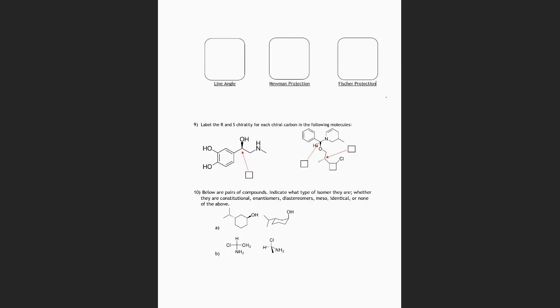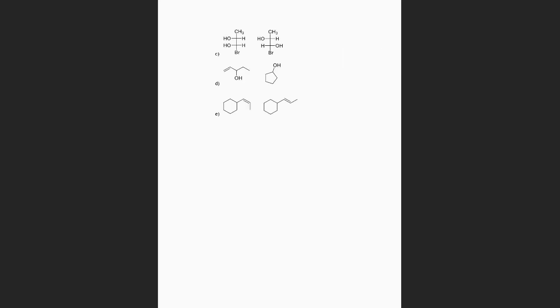All right, so let's work through it. First, we need to convert this into a chair structure. So if we follow our rules and say this is axial, let's say this is equatorial down.